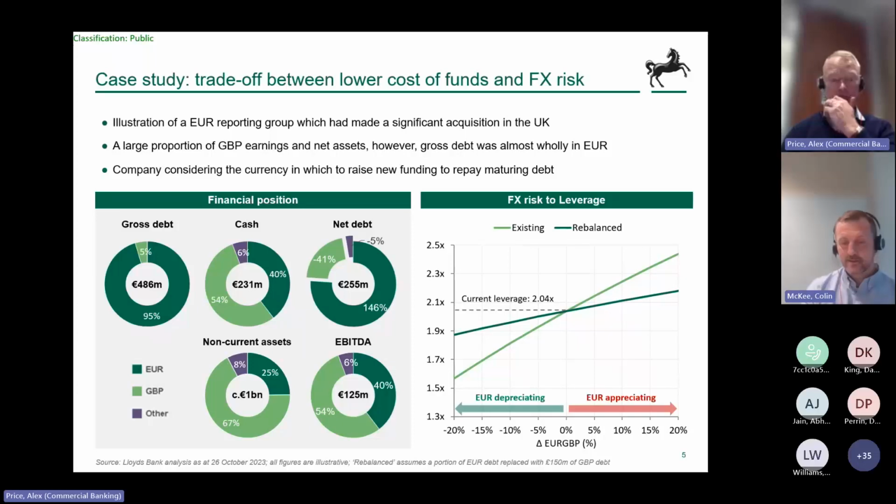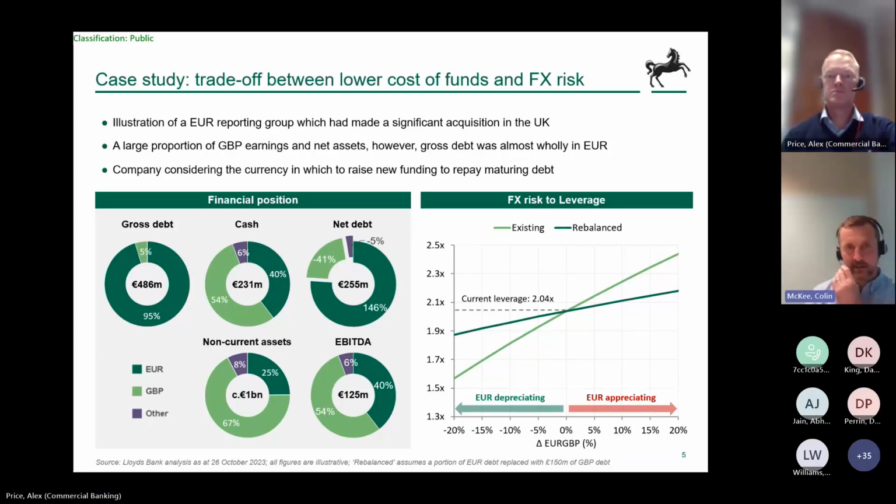The reasons for it are, as I say, the company had made an acquisition, so it's coming from a position in which it had wholly euro funding. And also the relative cost of euro versus sterling debt at the time was such that they wanted to maintain a significant portion of debt in euros to get that cost of funds pick up. So we worked with them. They were looking to refinance some of their debt that was coming up for maturity.